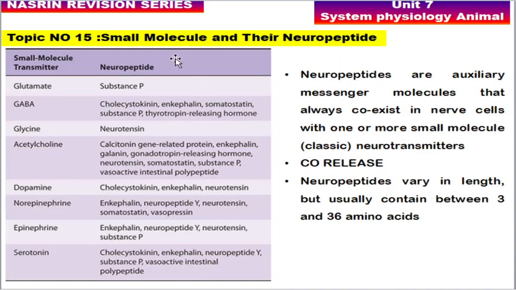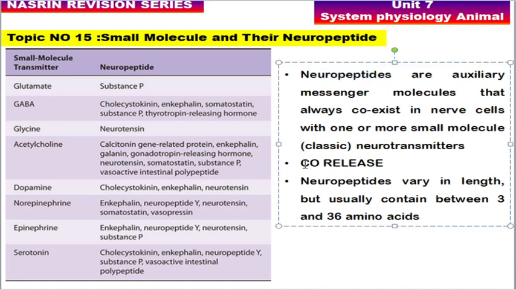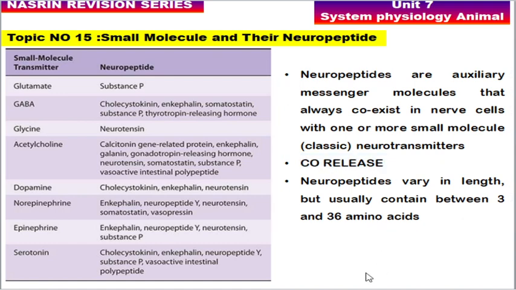Next, the small molecule neurotransmitters and their neuropeptides. Neuropeptides are also a type of neurotransmitter. They are auxiliary messenger molecules that always coexist in the nerve cell with one or more small molecule neurotransmitters. That is, they are supplementary. If the neurotransmitter is not effective in bringing about the signal transmission, it will take help from the neuropeptide. So the neuropeptide mechanism is always a co-release; it is released along with another neurotransmitter. Neuropeptides vary in length but usually consist of between 3 to 36 amino acids.